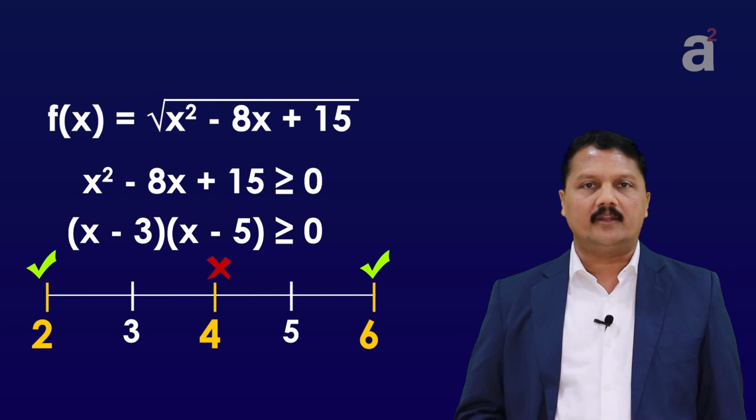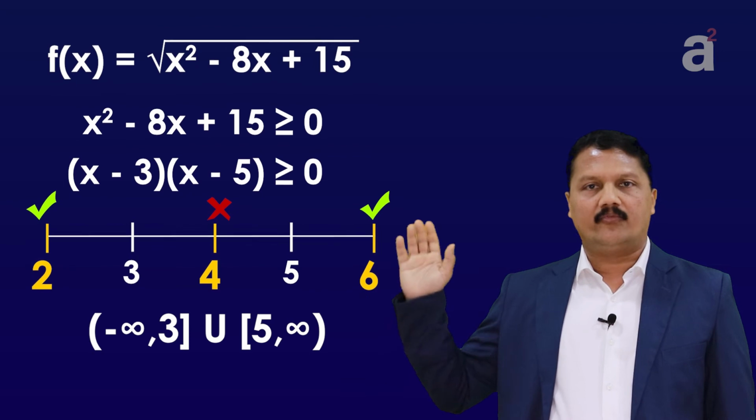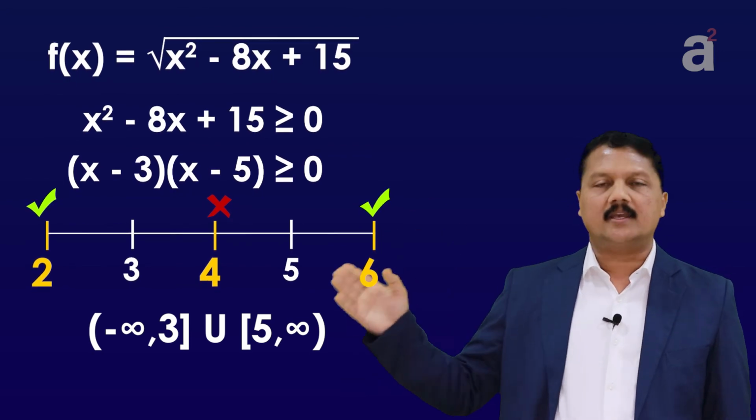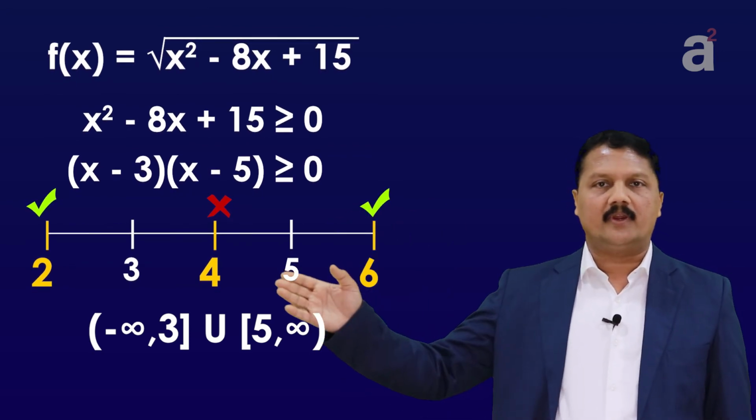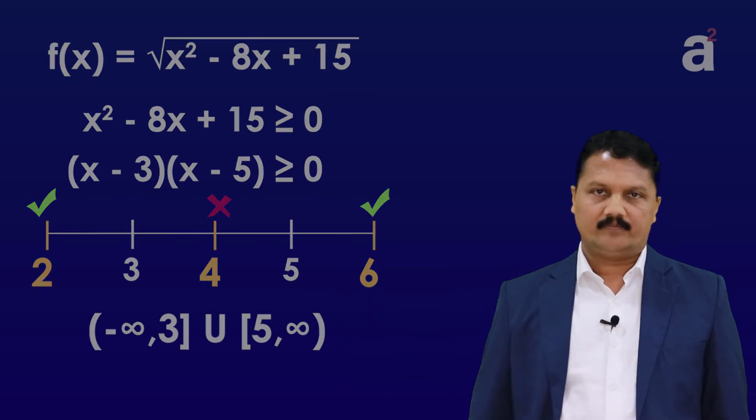So which are included in the domain? Negative infinity till 3 and 5 till infinity. This can be denoted by negative infinity to 3 union 5 till infinity.